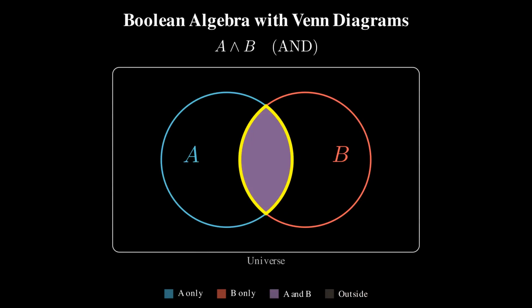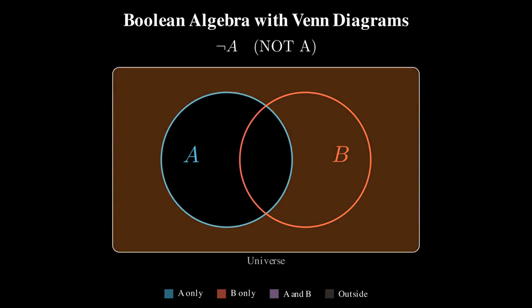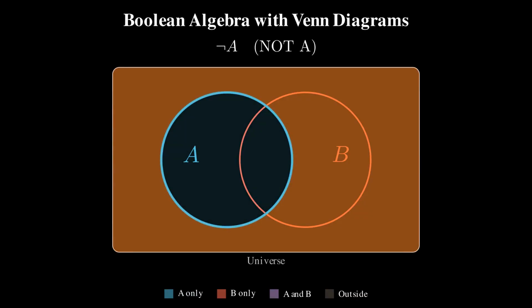A and B: only the purple overlap is true. Both sets must contain the element. A or B: everything in blue, red, or purple is true. At least one set contains it. Not A: everything outside the blue circle is true, including red only and the outside region.